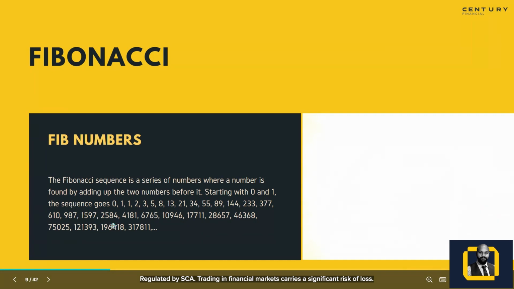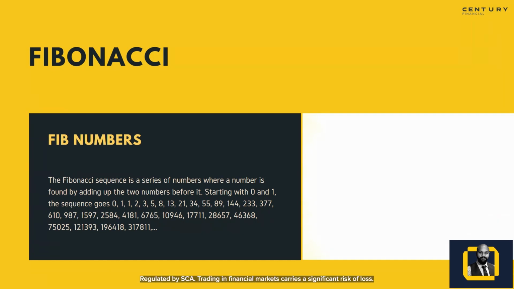Fibonacci is basically a series of numbers. It starts with 0 and 1. If you add 1 plus 1, you get 2. You add 2 plus 3, you get 5. 3 plus 5, 8. 5 plus 8, 13. 8 plus 13, 21. 21 plus 34, 55. And it goes on to infinite. So now this is known as the Fibonacci numbers.